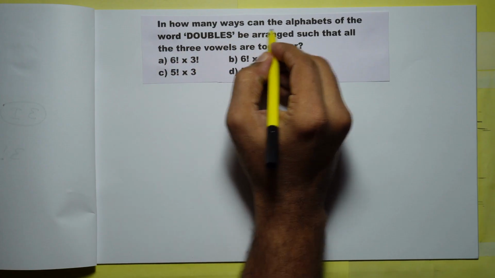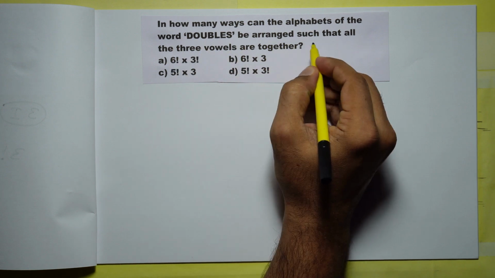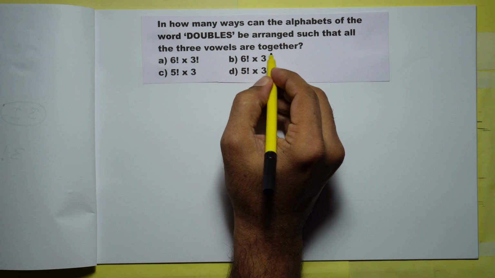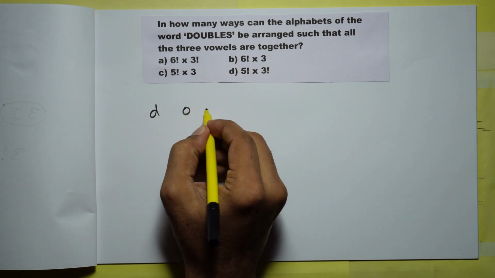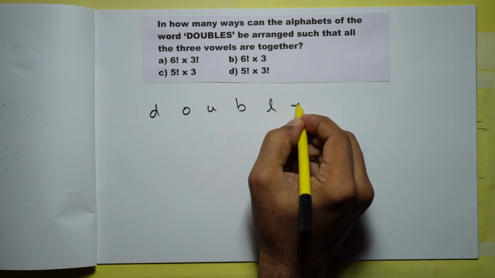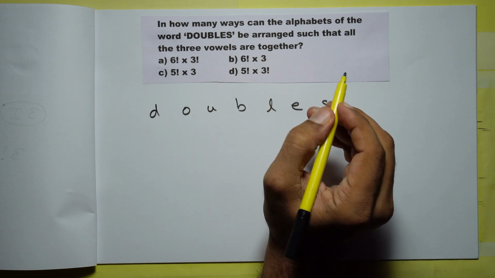In how many ways can the alphabets of the word doubles be arranged such that all the 3 vowels are together? So you have the alphabets D, O, U, B, L, E and S. Now the 3 vowels should always be together.